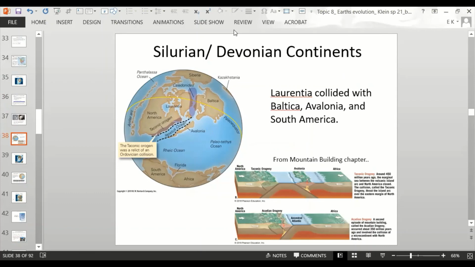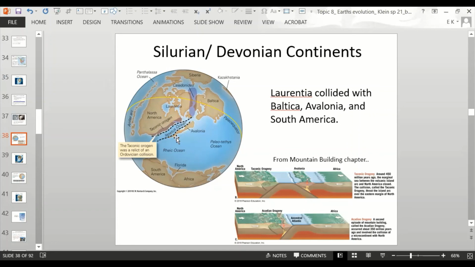So then this is during the Silurian and Devonian. This is what's going on with the continents. So Laurentia then collided with Baltica, Avalonia, and South America. So here you have, again, that tectonic orogeny that happened in the Ordovician. And then here's Avalonia. And then here's this ocean, the Iapetus Ocean.